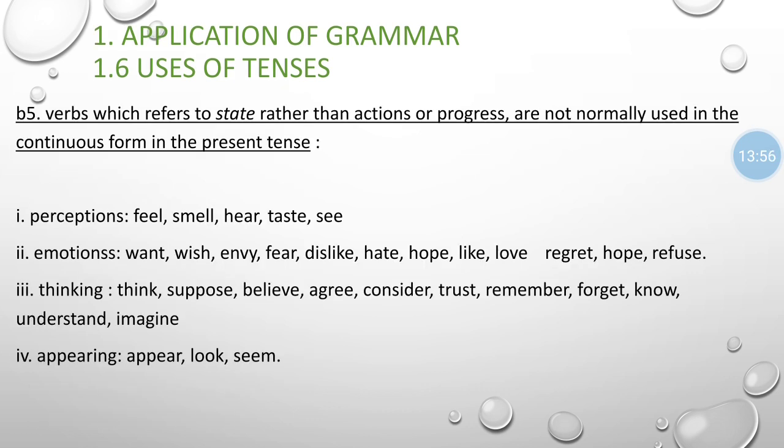He is always sleeping. The verbs which refer to a state rather than an action or progress are not normally used in continuous form in the present. For example, perception: feel, smell, hear, taste, see, etc. Emotions: want, wish, envy, fear, like, dislike, hate, hope, love, regret, expectation, etc. Thinking: think, suppose, believe, agree, consider, trust, remember, forget, know, understand, imagine. Number 4, appearing: appear, look, seem, etc.